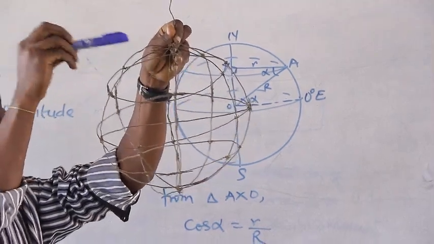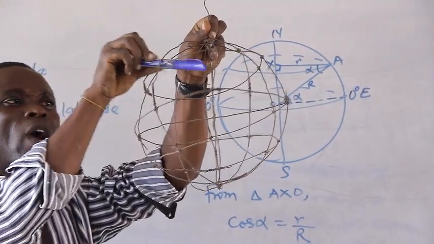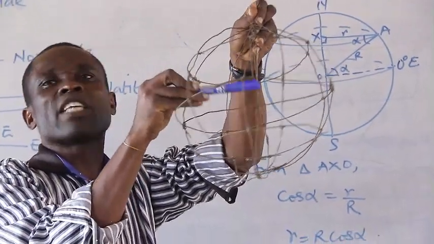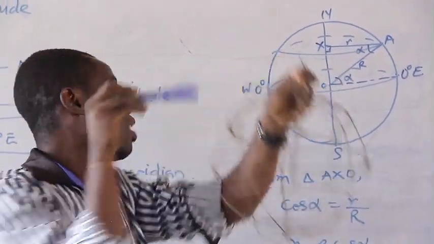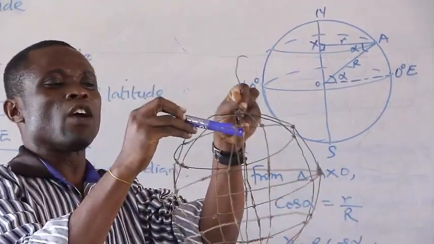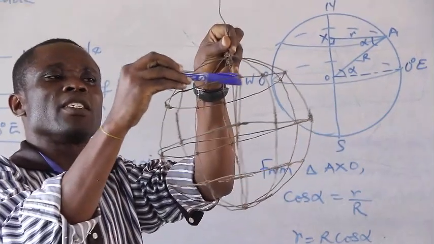And when you have a right angle, this one is small r. Why is this one bigger? Because this one has a connection with what? The center of the earth. This one is bigger. That's why we have bigger R. Why is this one small r? Then this is the angle. This is the latitude. This place is latitude.